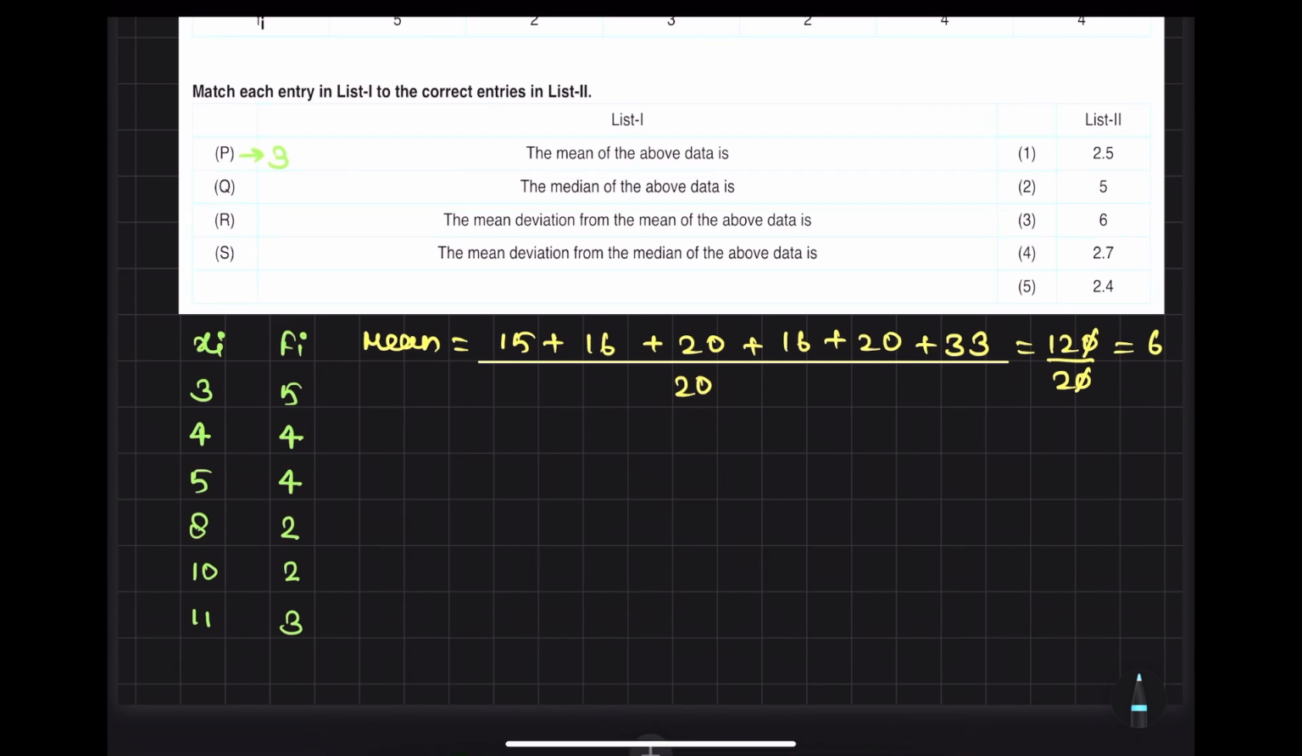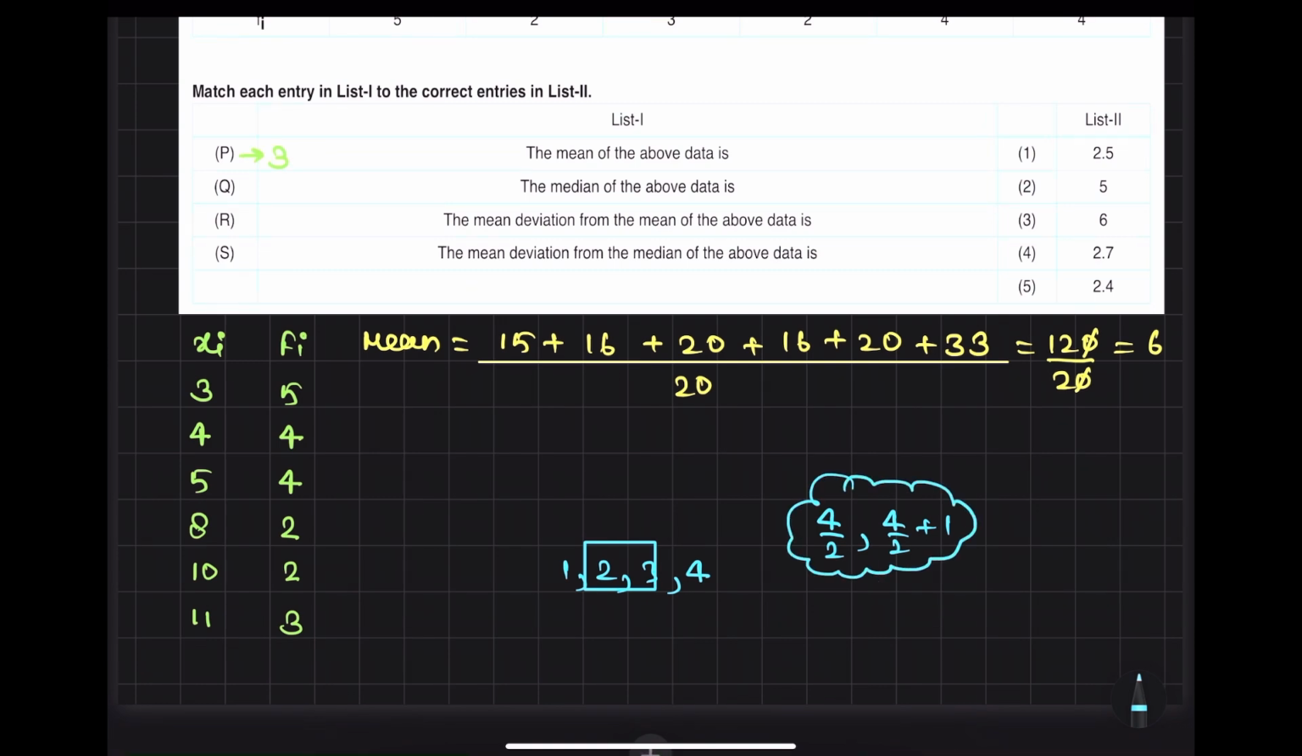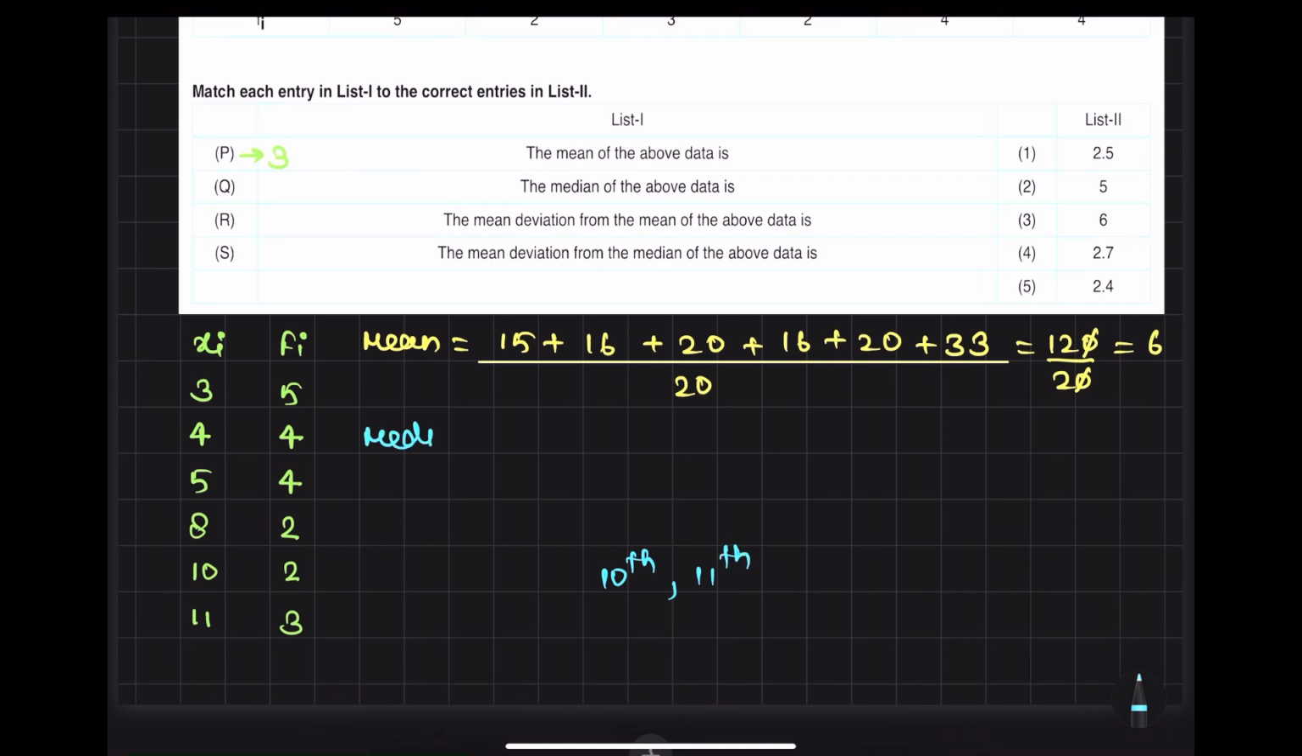Like suppose that we have 1, 2, 3, 4 students. So who will be in the middle? This one, means 4 by 2 and 4 by 2 plus 1. Okay, and we have to take the average of this. Means for this question we have 20 students, so we have to consider the 10th and 11th student, the average of the 10th and 11th student, so median.